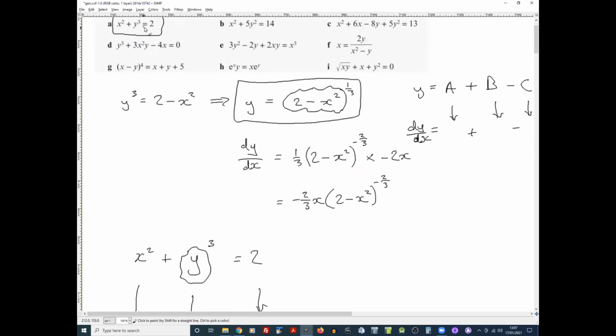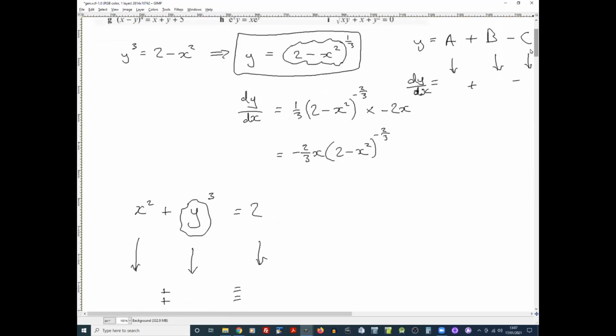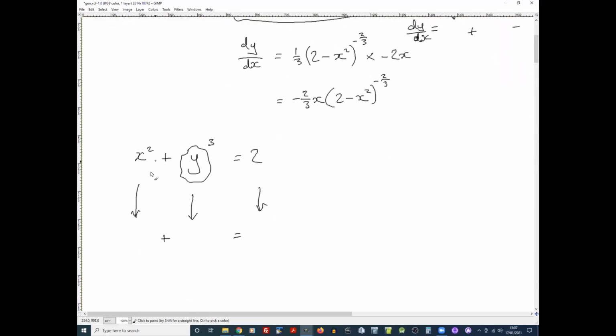So the choice, which they're deflecting us one way here, in this case we've got a choice, but very often making y an explicit function of x isn't an option, which is why you need to know how to differentiate implicitly as well. Okay, so differentiating implicitly, what have we got? What are we doing? We're differentiating everything with respect to x.